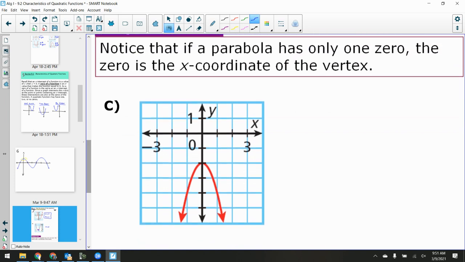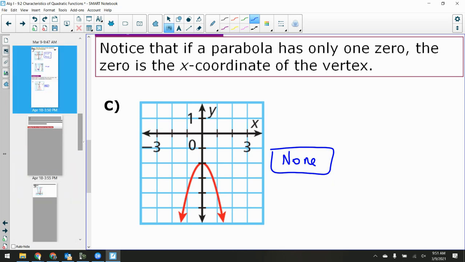Does this cross at all? No. There are no zeros. There are none. Questions about that? So we're able to identify the zeros given a graph. We're not going to talk about the zeros given an equation just quite yet. Trust me, we'll get there. That's going to be like 2 sections in and of itself.